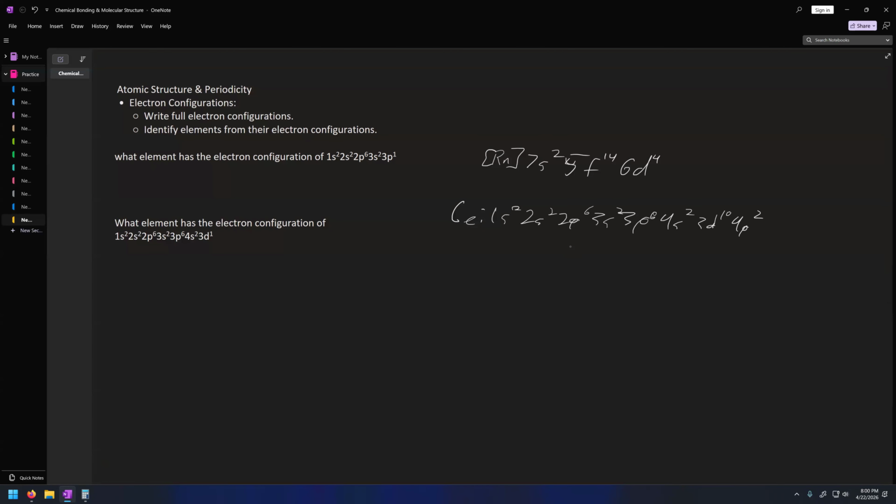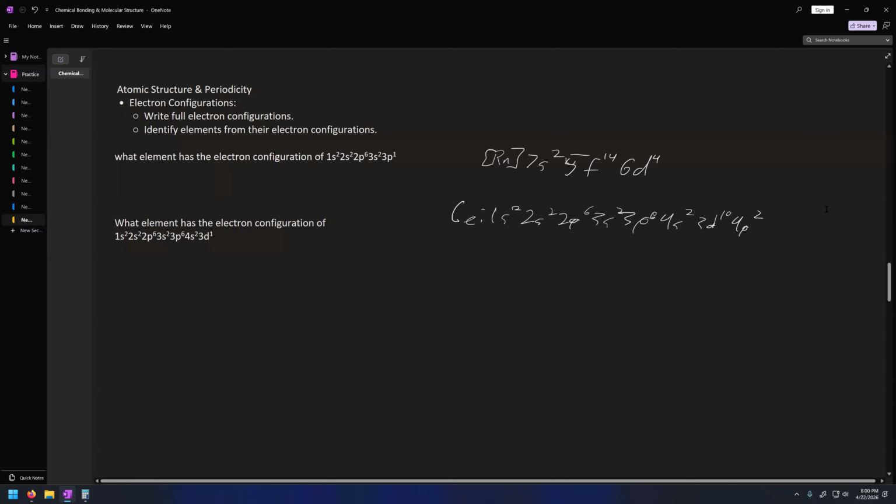That's my approach. Again, if you have been doing it differently and it works well for you, you may continue to do it that way. You won't receive any penalty. Any questions on electron configurations?